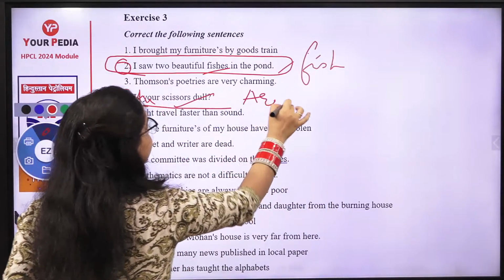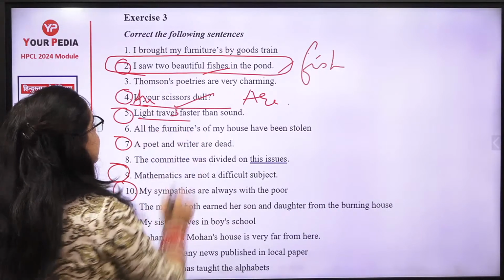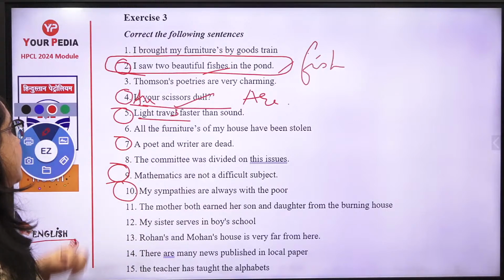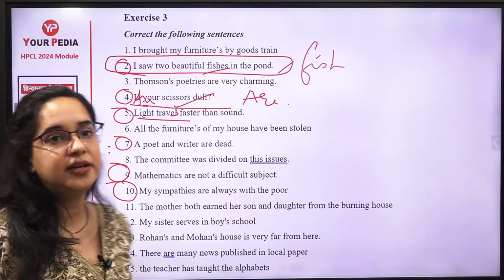Are will be there. Light travel faster than sound. Oh, Satyam is ahead. Good. Light travels faster than sound. Good one. Go for the 7th one. Very important and very easy. A poet and a writer are dead.